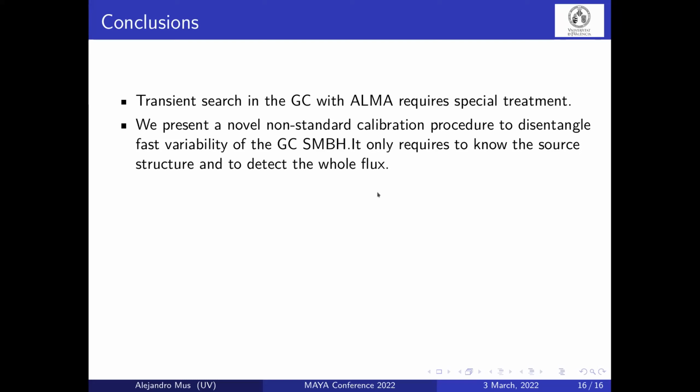For this, we only require two things: to know the source structure and to detect the whole flux. So it could be applied to any source that can be decomposed in these two, or that can satisfy these two hypotheses: one compact and fast varying source, and one extended and stable source, and the relative flux between them is great.